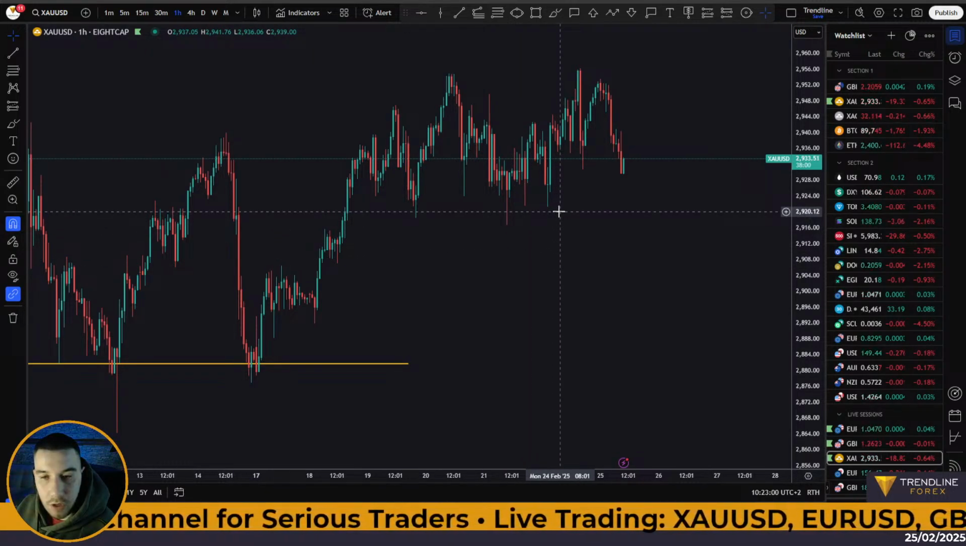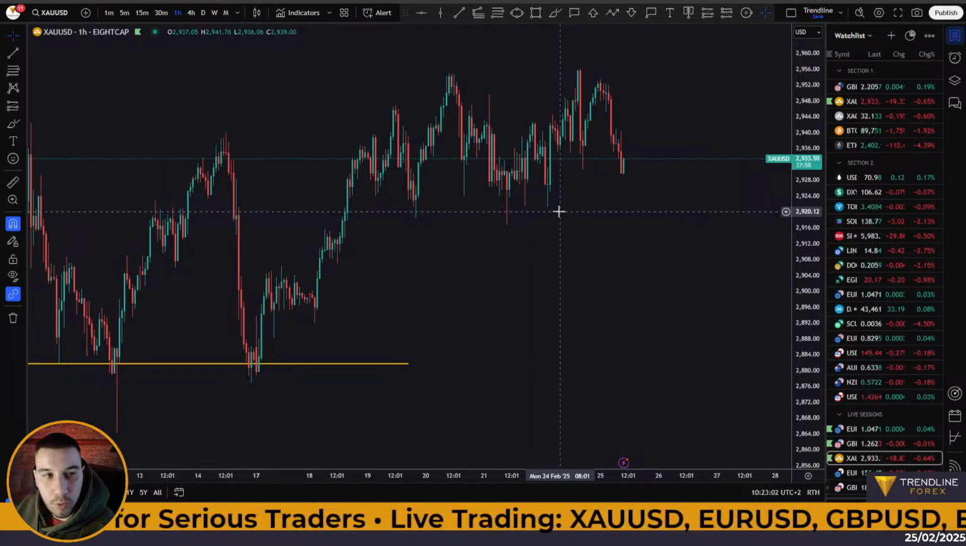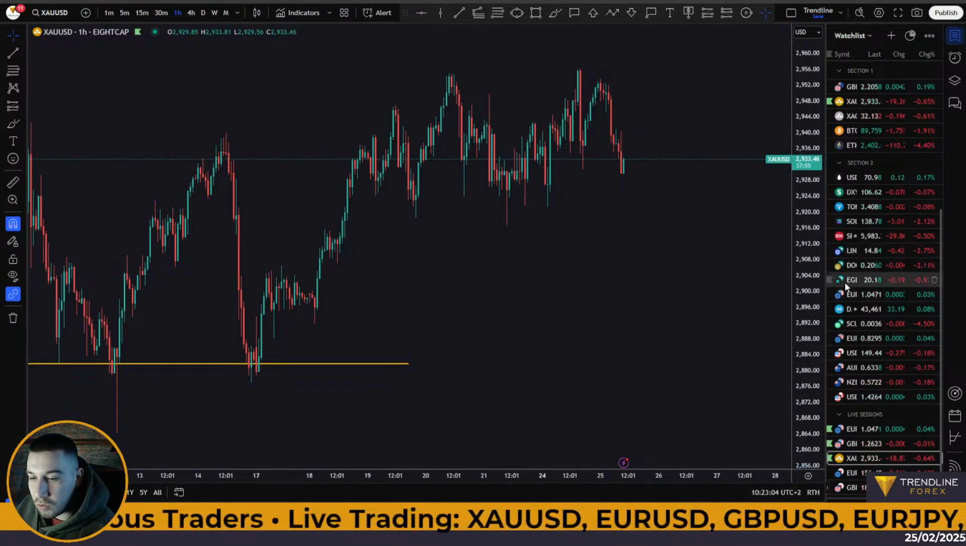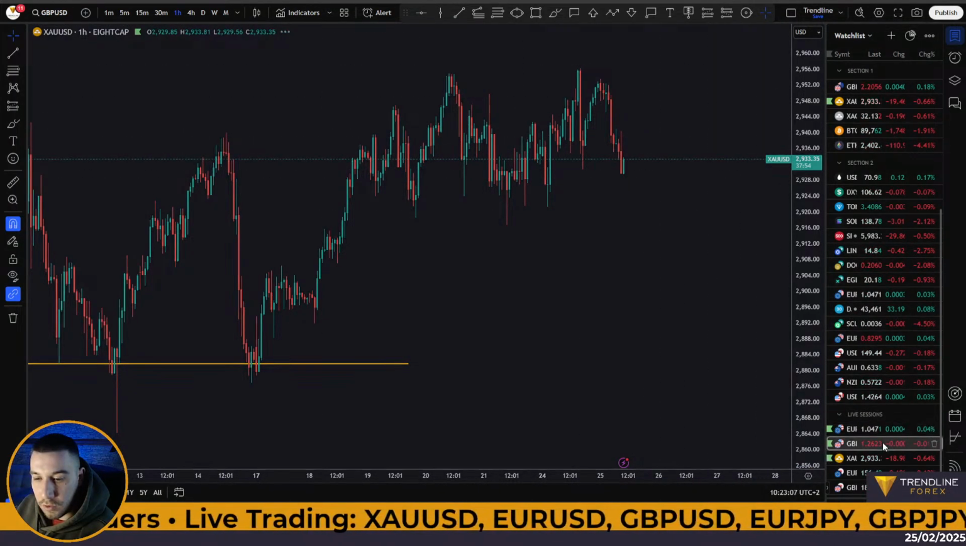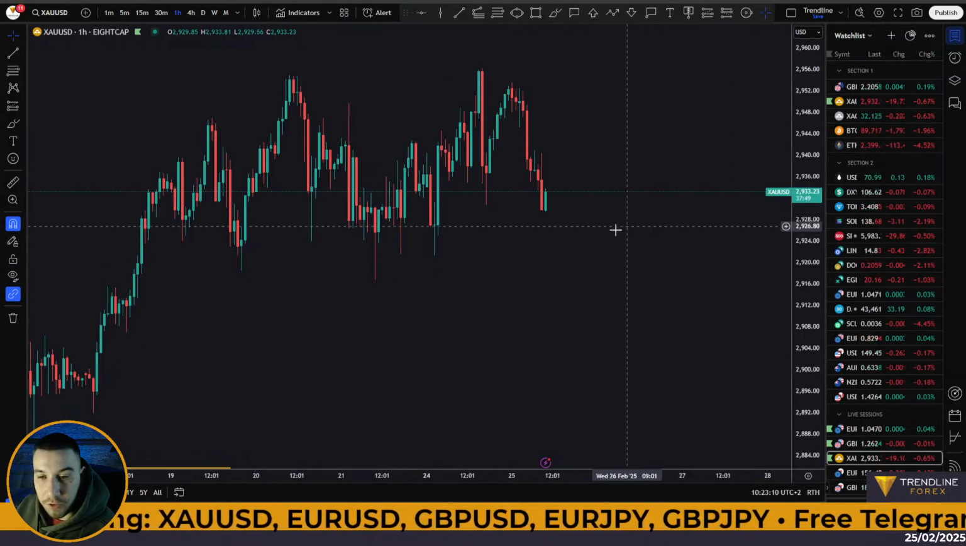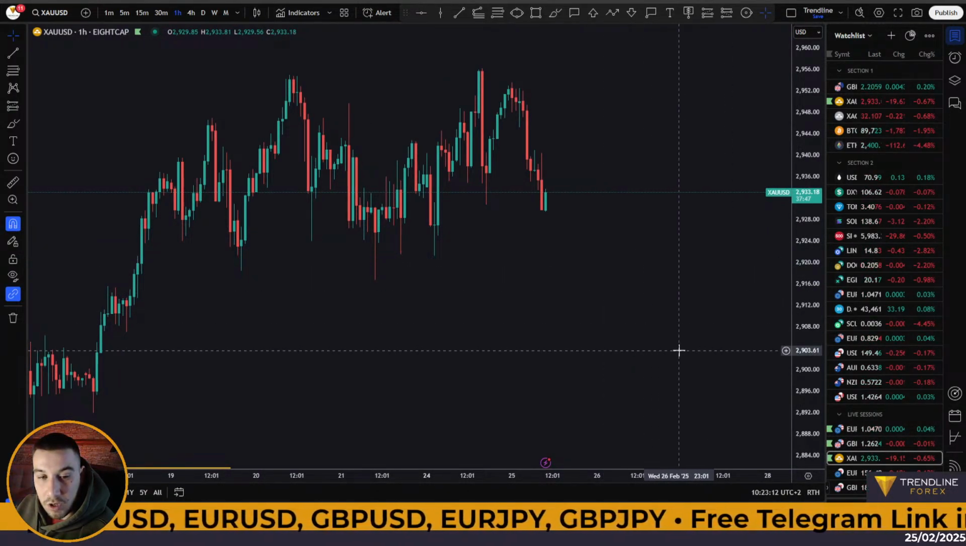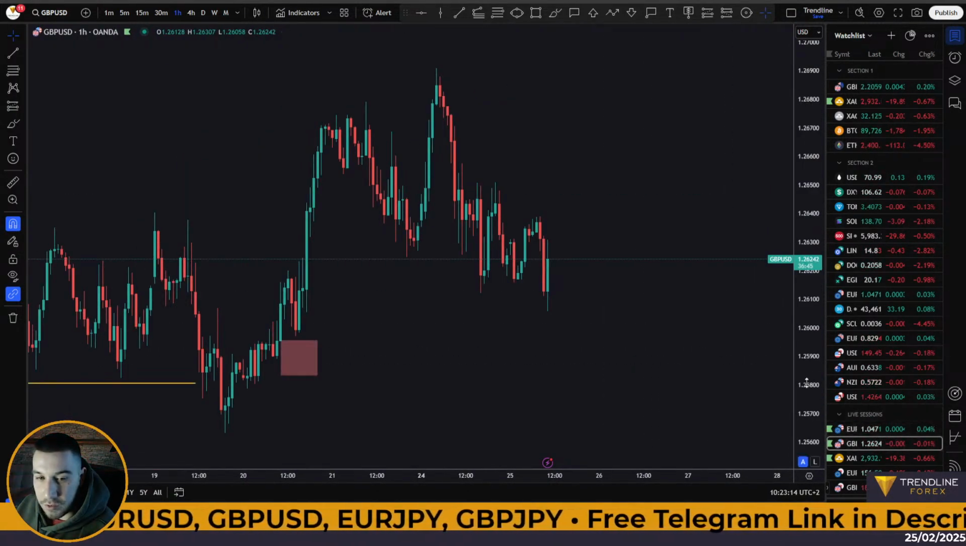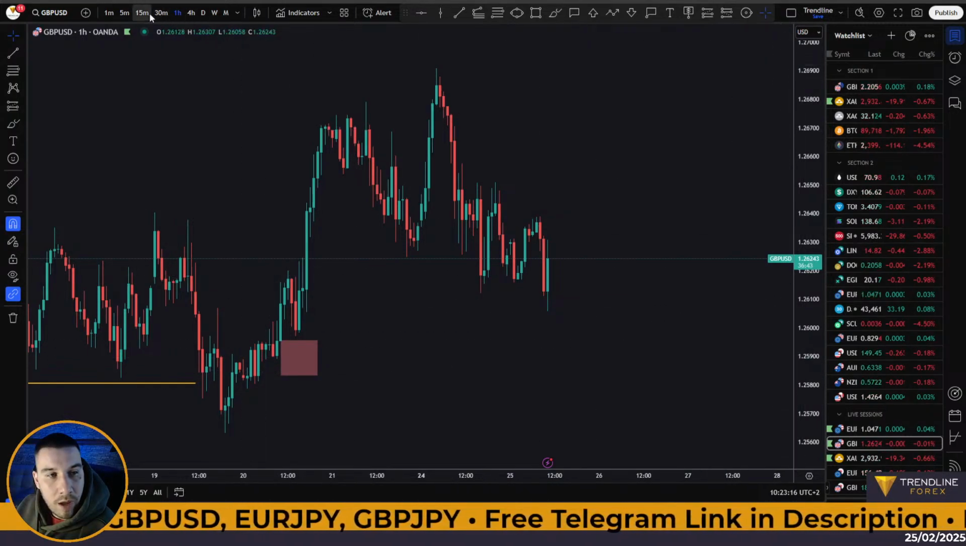I'm gonna watch out for the level around 2,920 here on gold. So put that level on your charts, and we'll see whether the market will reach that level. And if it taps into that level, then we're gonna see how it reacts. All right, what do we have on pound dollar?